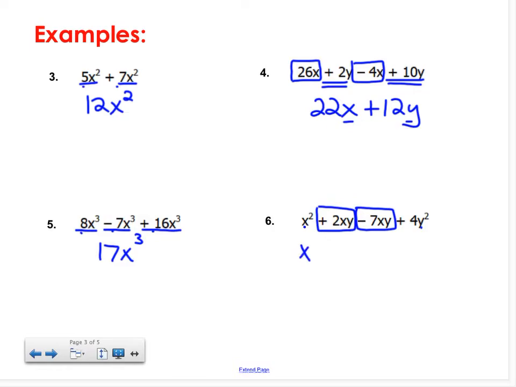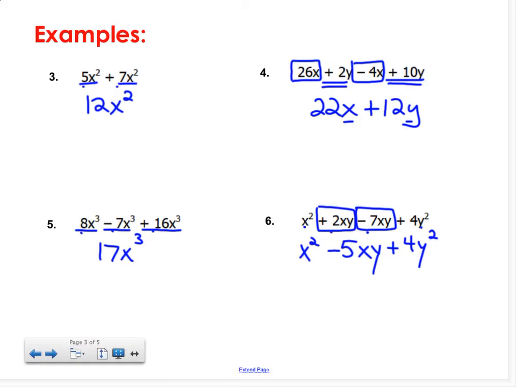So I'll bring down the x squared. I'll combine plus 2 and negative 7 because I'm combining the coefficients. So plus 2 minus 7 is minus 5, and that'll be xy. And plus 4y squared. All right, and we stop there because we can't combine any more of those terms. There are no more like terms.